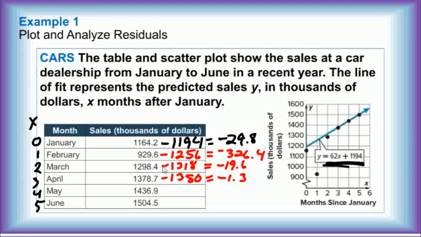We put a 4 in for x, and then 62 times 4 plus 1194, we get 1442. So we subtract 1442 from 1436.9, and we get negative 5.1. And our last one, if you put a 5 in for x, multiply by 62 and add 1194 to it, you get 1504. Subtract that, and we get 0.5.